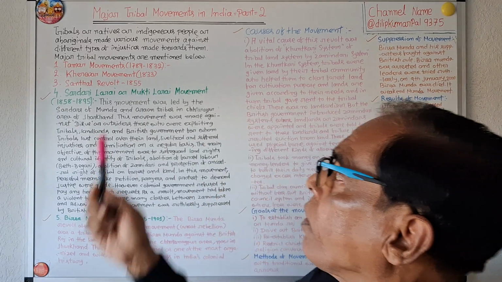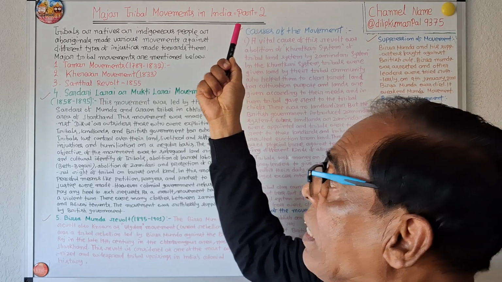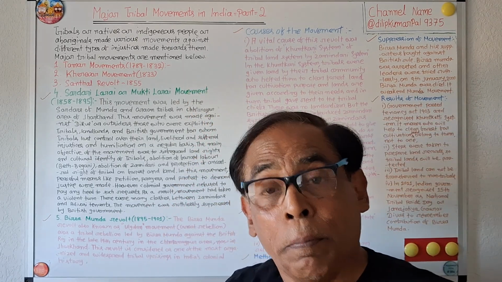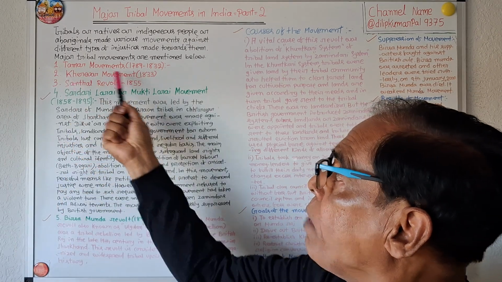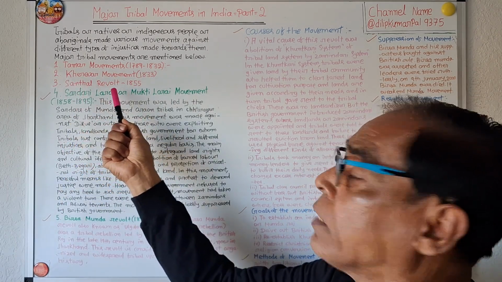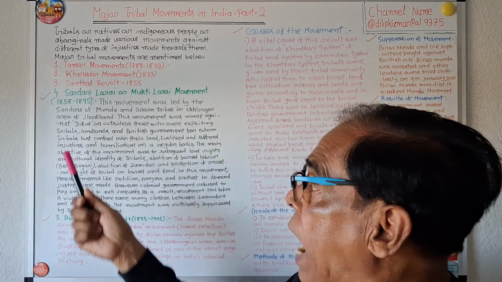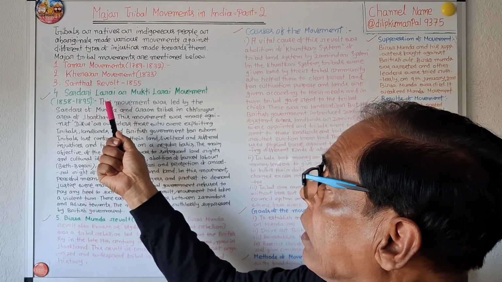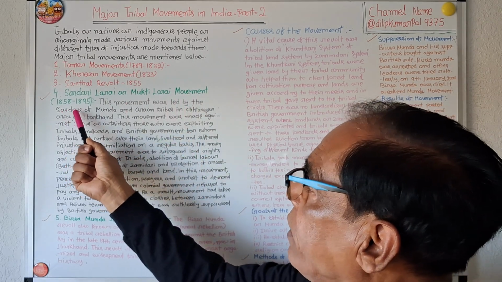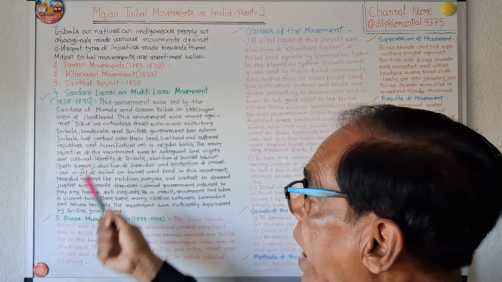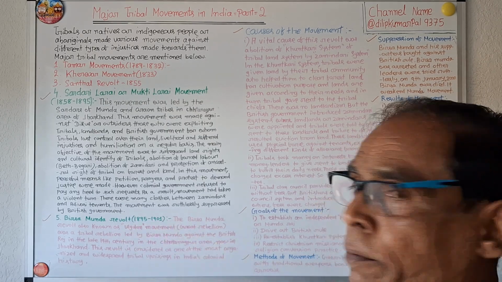Let us start. Major Tribal Movements in India, Part 2. I have already told you that in Part 1, I have discussed Tomar movement, Kherwar movement and Santhal revolt. And in Part 2, I will discuss Sardari Larai or Mukti Larai movement, 1858 to 1895, and Birsa Munda revolt, 1895 to 1901. Let us start.